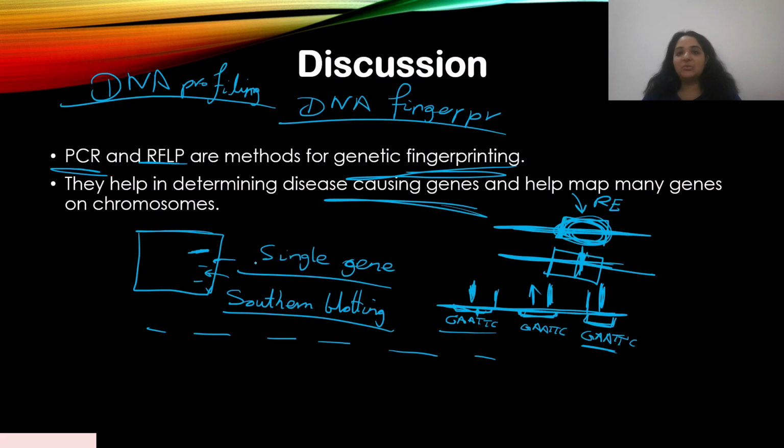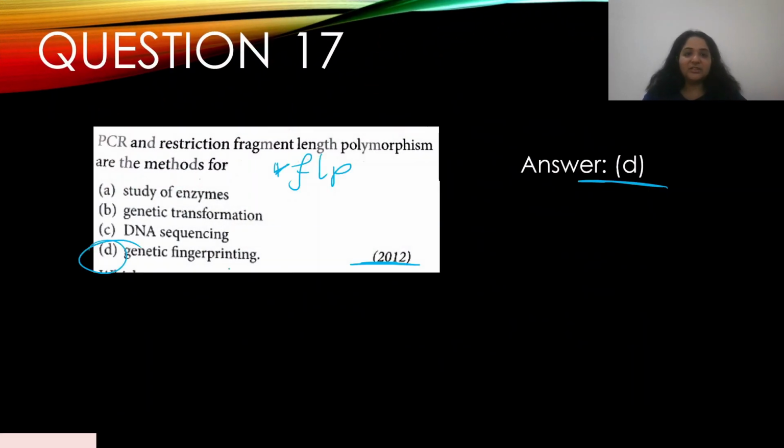You can compare a normal person to the one that has a disease causing gene. So PCR and RFLP are very useful in determining that, and obviously you use southern blotting. Just PCR and RFLP alone don't make sense, but if you are comparing a normal to a disease causing gene, then you can compare the two. But to answer our question, PCR and RFLP methods are used for genetic fingerprinting.